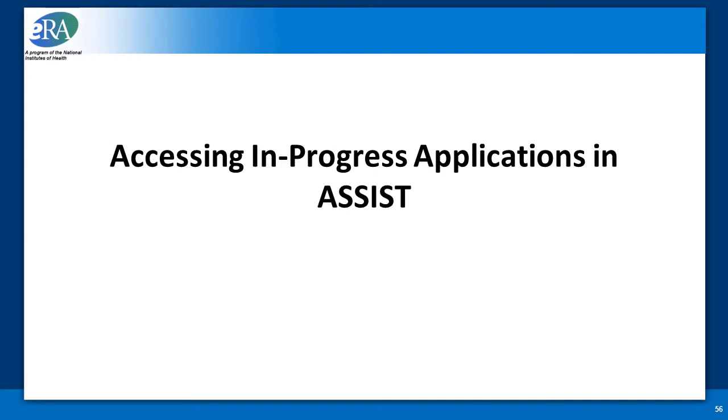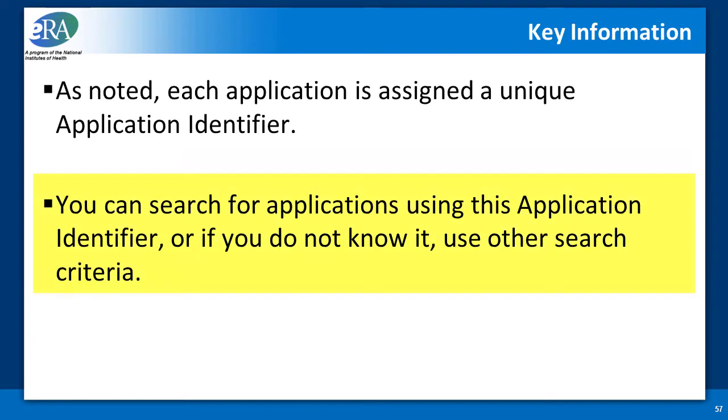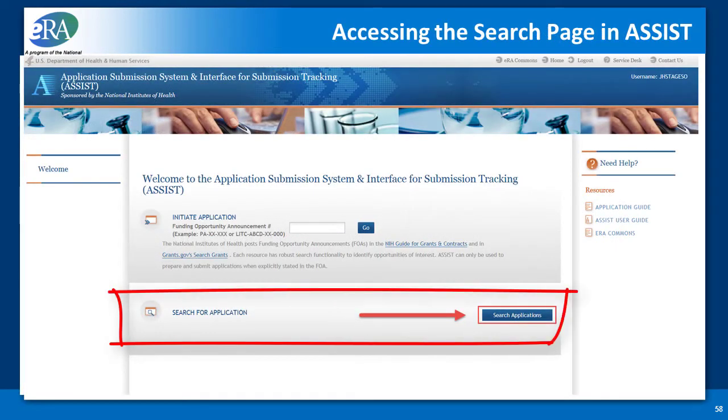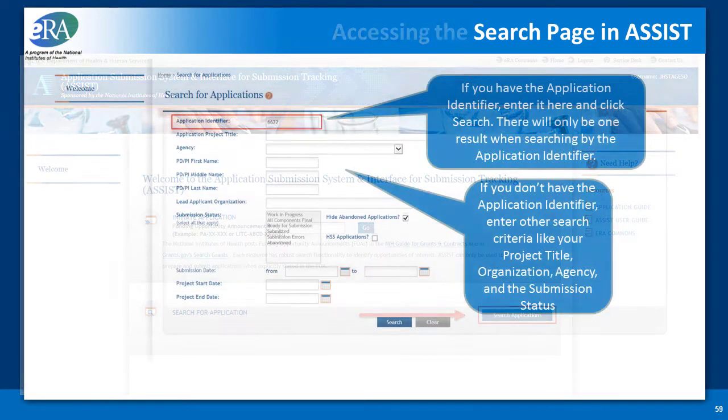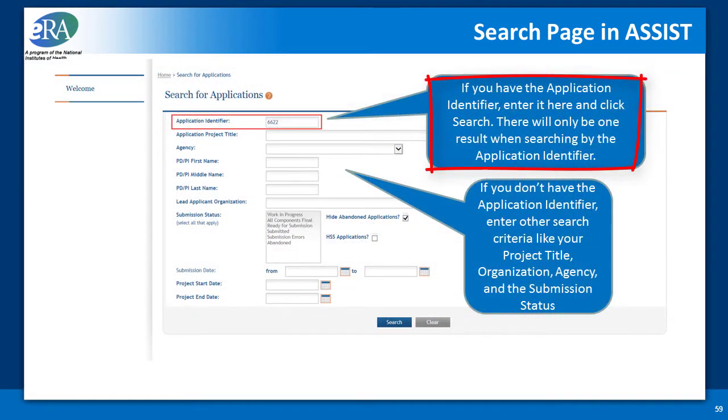Now we will cover how you can access in-progress applications in Assist. Searching by the application identifier is the easiest method to locate a specific application, since it is a unique identifier, and will only return one result. But you can look up applications using a variety of search criteria. To get to the search page in Assist, click Search Applications on the Assist homepage. Enter in your application identifier, or if you don't have it, other fields, such as your application project title, your agency, or submission status, and then click Search.